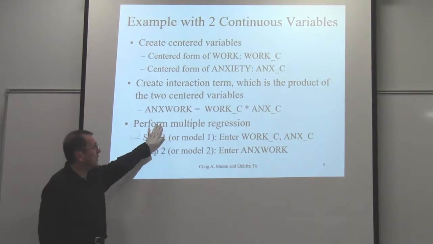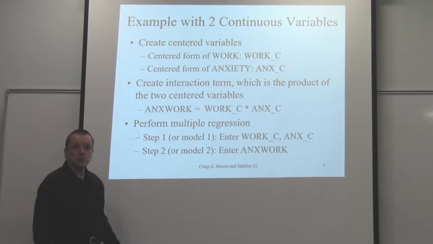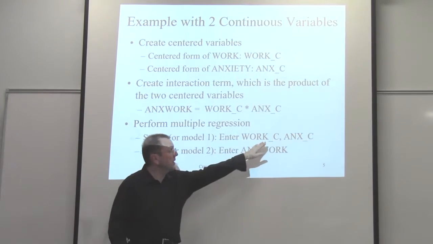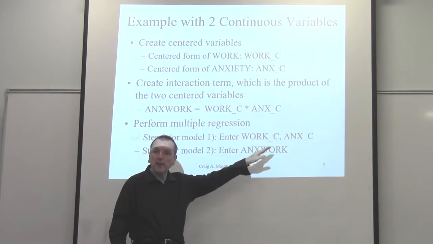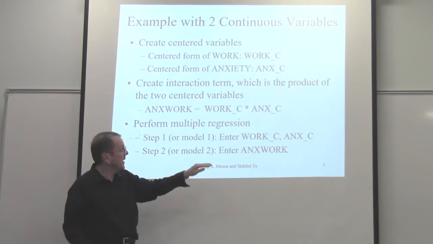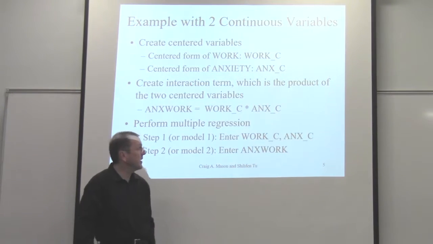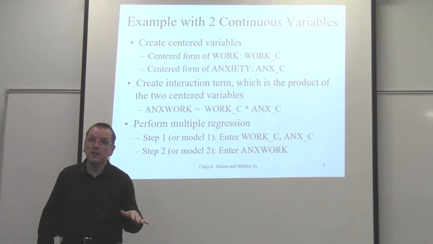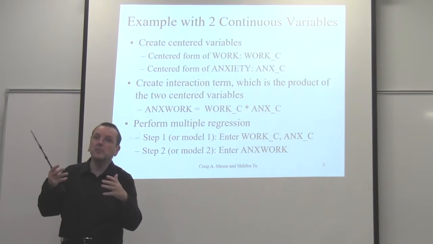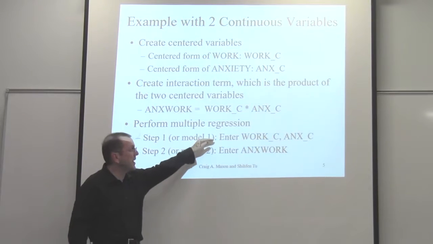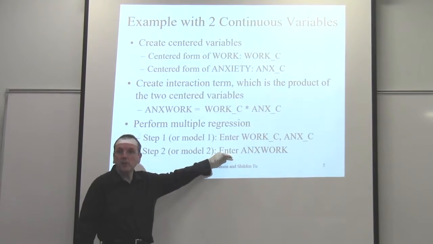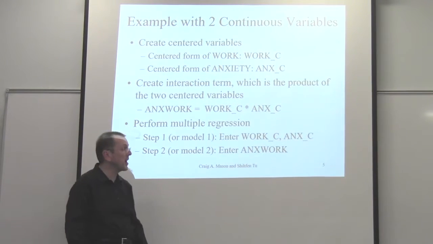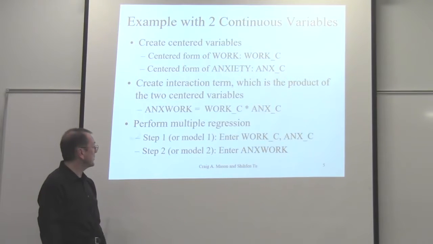We're going to do a multiple regression. In this case, we're just going to do 2 steps. We enter work and anxiety in one step, and then we enter the interaction as a second step. So it's that example of a simultaneous regression, but where we're still adding one step to test an interaction, which you may often do.